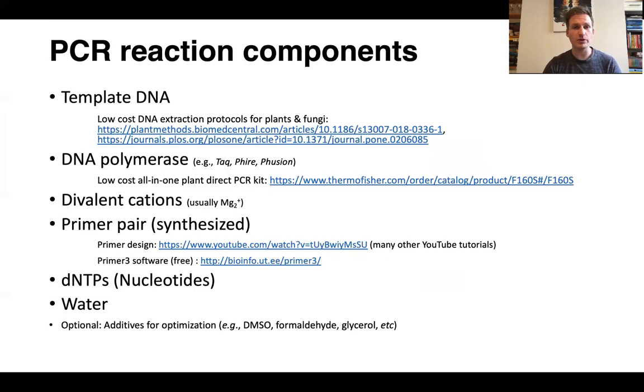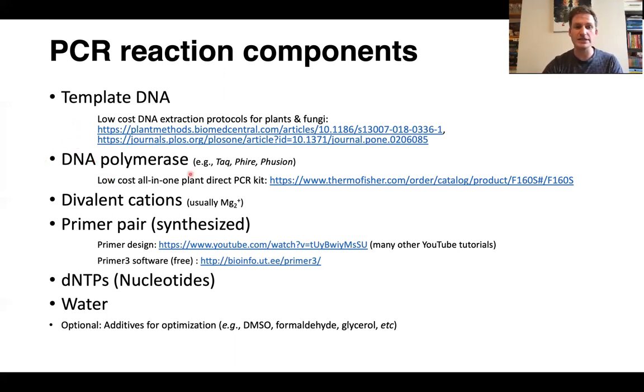PCR is becoming more affordable, but the fundamental requirements are we need template DNA, so that is up to you to create. So from your organism of interest, animal, plant, or even fungus, whatever, bacteria. And I've just put some links here for low-cost DNA extraction protocols for plants or fungi. If you're interested in, for example, a pathogen.